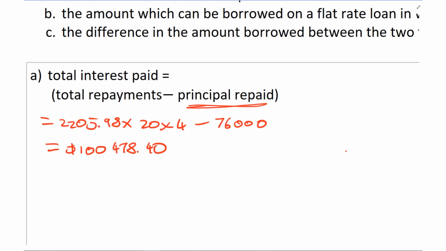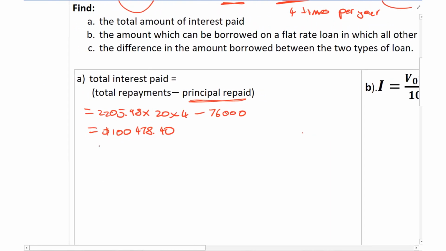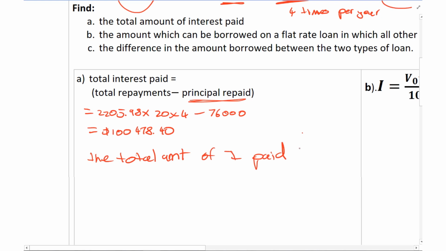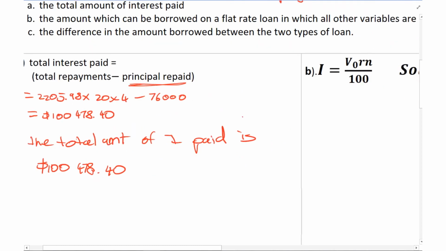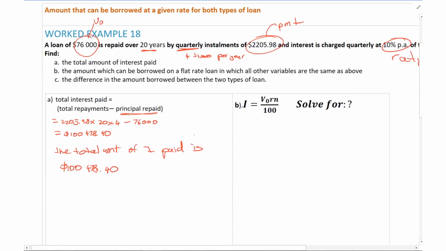So over 100 grand worth of interest. All right, so that's what we do in that first part. So in this part, if you want to write a statement, which is always a good idea, you'd say the total amount of interest paid, I'm going to do shorthand, do not do this in an exam or a SAC, is $100,478.40.